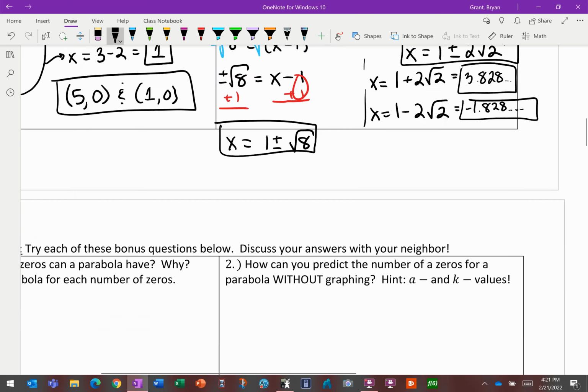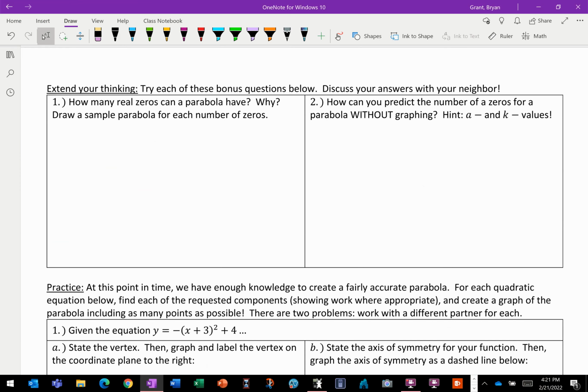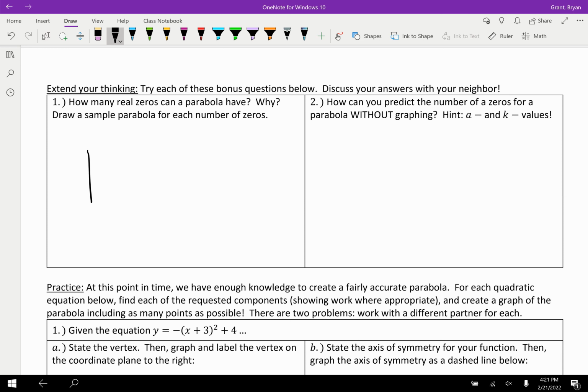All right. Well, last 2 things before you get some practice in. We discussed before that zeros are the same thing as x-intercepts. So what if somebody asked you how many real zeros, you could just think how many zeros can a parabola have? Well, you're actually going to need 3 little xy axes here, and they don't have to be perfect.